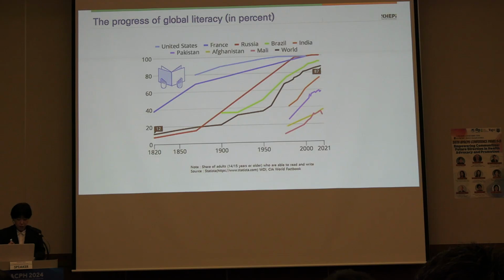Now I'm talking about statistics of general literacy and health literacy. This is the progress of global general literacy. The global literacy rate is about 87%, but in 1820, the literacy rate was just 12%. So the overall literacy rate is improving.